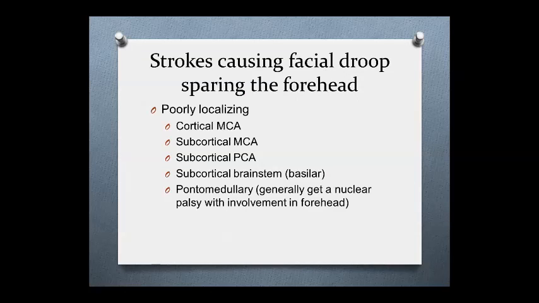There are some strokes that will cause facial droop and will spare the forehead, and these are more common and they're not always easy to localize. So it's really just more important to notice this and document it. You can see that it can be cortical areas, which would be essentially the gray matter, and then subcortical areas, which are essentially the smaller vessel areas and the white matter. And then there are times with the one that's listed at the bottom where they can also have involvement in the forehead with an area in the brainstem.